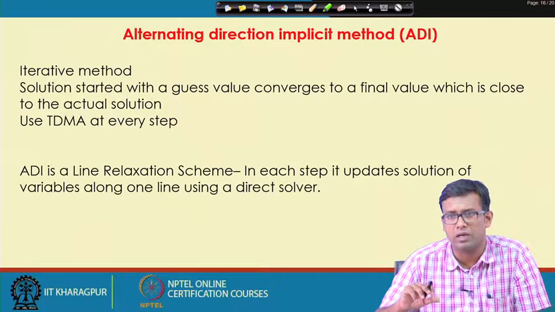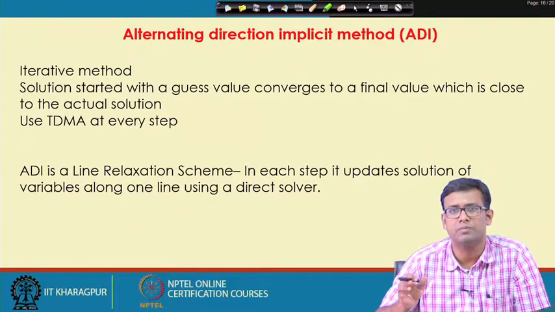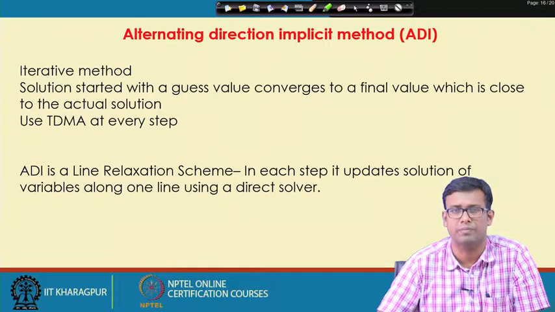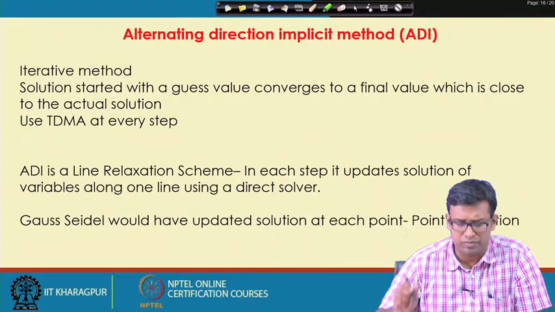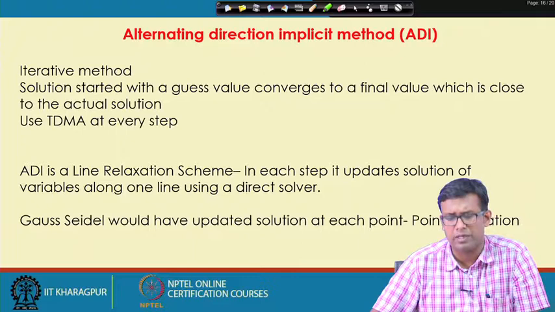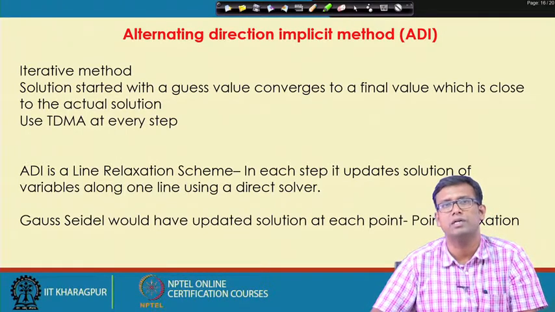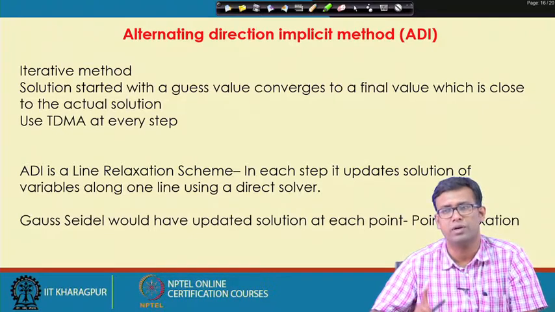So, in less technical words, whenever the word relaxation comes up in the matrix solution perspective, relaxation basically means iteration for one particular step. Gauss-Seidel would have updated the solution at each point, that would have been a point relaxation. TDMA updates the solution along one particular line. So, it is a line relaxation scheme.